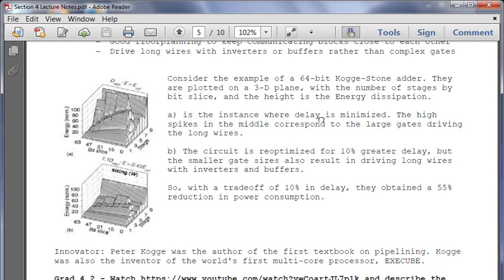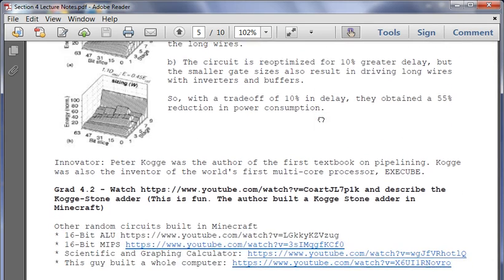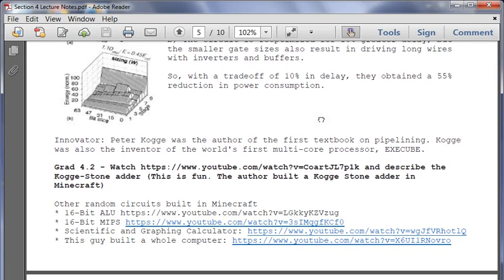He was cool though. For the second grad assignment, and I know I keep encouraging the undergrads to do this as extra credit, this should be pretty fun because this is a layout of YouTube videos of people building computers in Minecraft. Someone built a 16-bit ALU, someone built a 16-bit MIPS in Minecraft, someone designed a scientific and graphing calculator in Minecraft. This guy built a whole computer with a monitor and mouse and the whole 9 yards. So if you want to sit there and just see what people have done, pretty crazy. This last link here is how to use Redstone. They use Redstone to actually build these.